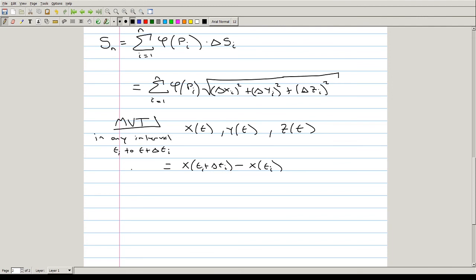Remember, this is the same thing as delta x_i. This will be equal to the derivative of x at some special point c_i, we'll call it, multiplied by the length of the interval, delta t_i. And this same thing happens for y of t and z of t as well.